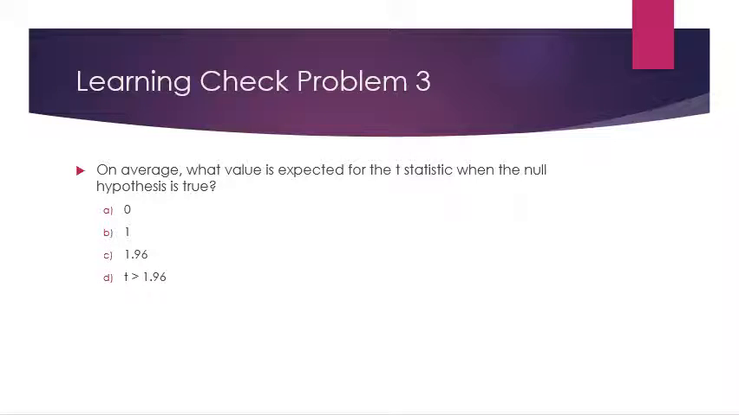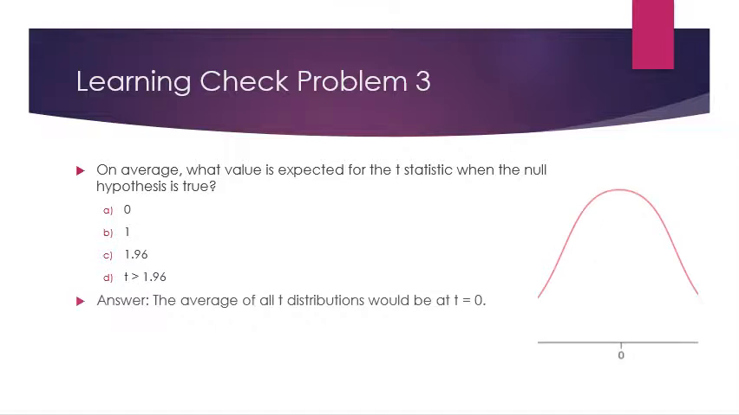Let's do learning check problem 3. On average, what value is expected for the t-statistic when the null hypothesis is true? Remember, the average of all t-distributions would be at t equals 0. Just like a z-score would be 0 in the middle, t would equal 0 in the middle. So your answer would be 0.